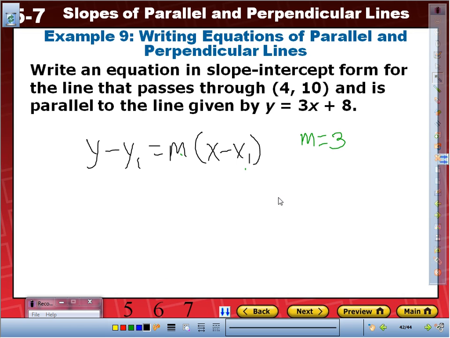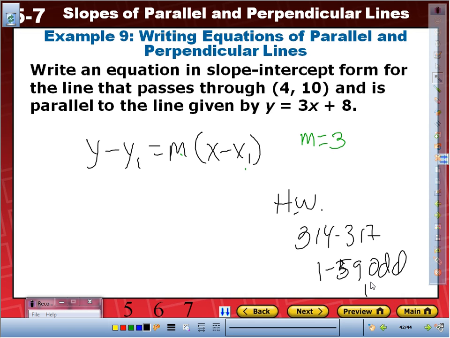All right. So for homework, we're doing pages what? 314 to 317, numbers 1 through 59 odd. Oh, every other odd.